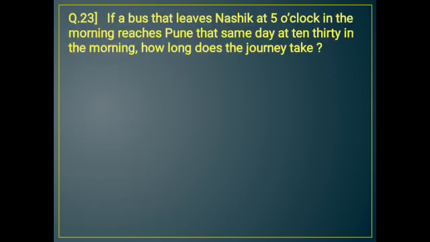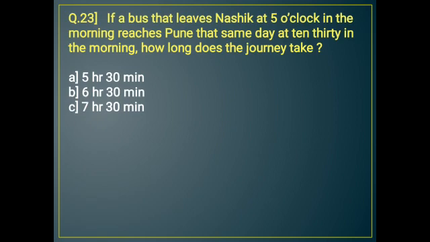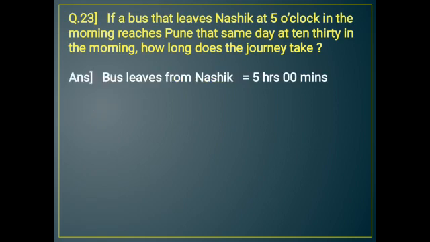Next, question number 23. What does question 23 say? If a bus that leaves Nashik at 5 o'clock in the morning reaches Pune that same day at 10:30 in the morning, how long does the journey take? So the options are A, 5 hours 30 minutes, 6 hours 30 minutes, 7 hours 30 minutes. So now we'll find the answer.